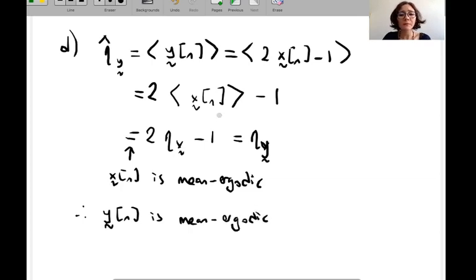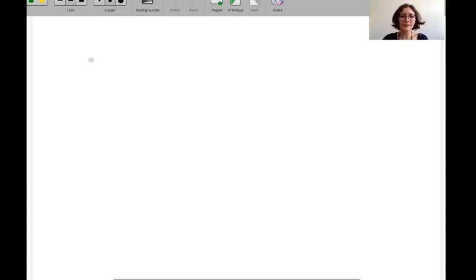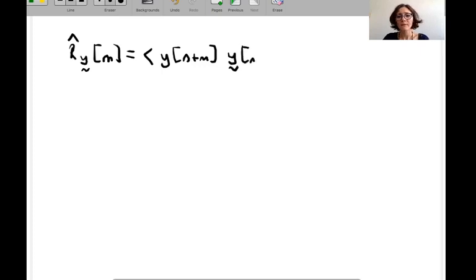So this very simply follows from the linearity properties of sums and from the fact that x is mean ergodic itself. So if you do the same thing for the autocorrelation function of y of m, the time average estimate of this, so this is y of n plus m, y of n.